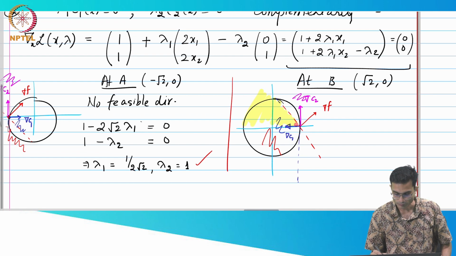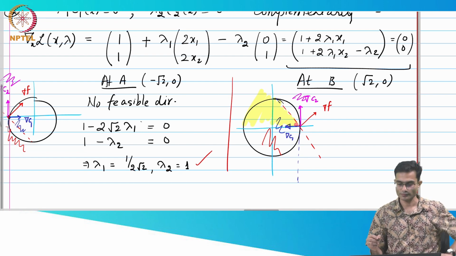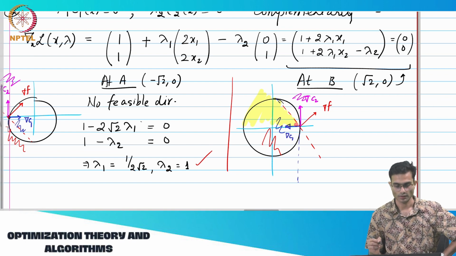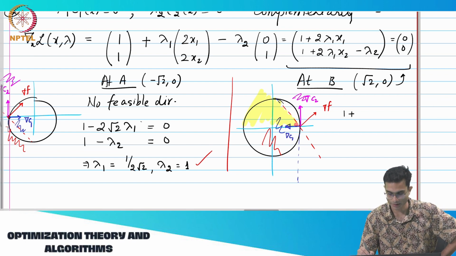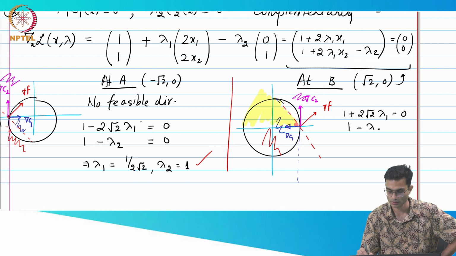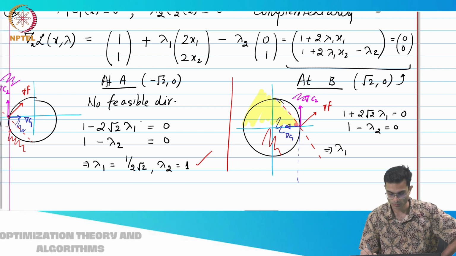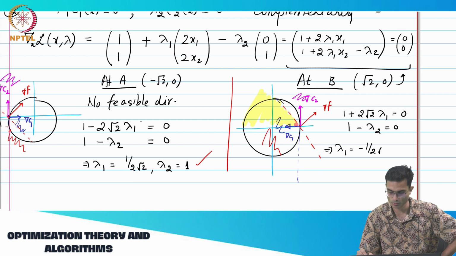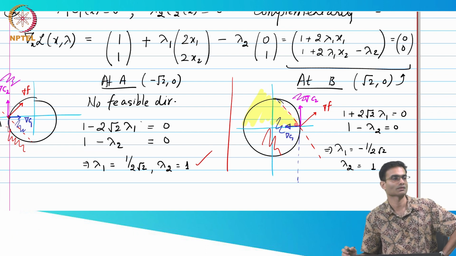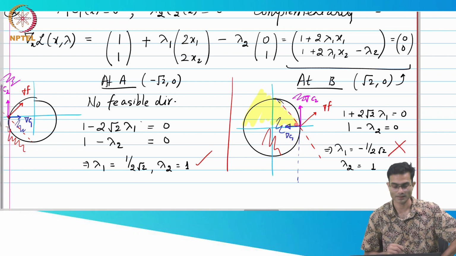So what will I get over here when I substitute root 2 comma 0 into this equation? Exactly, so I'm going to get 1 here, just the sign will flip over here. This is going to be the first one and this is going to be the second one. So it implies that lambda 1 is equal to minus 1 by 2 root 2 and lambda 2 equal to 1. Okay. So what has failed us? This guy, the first guy, has failed us.